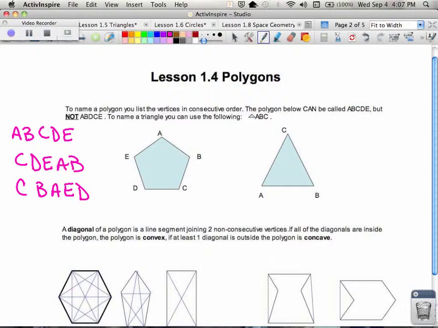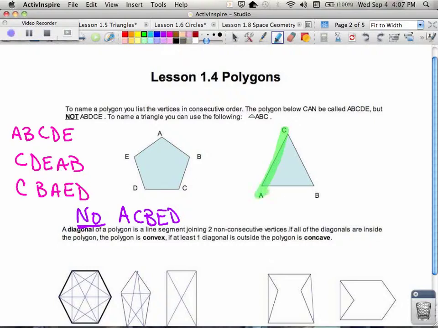I either continue clockwise or counterclockwise in order. I cannot, I repeat, in no way go out of order. For example, I can't name it A, C, B, E, D. That's not possible. So you'll usually see the symbol next to it, and then you'll see the actual letters naming it. And remember, they might name it differently than you, but could be talking about the same polygon.